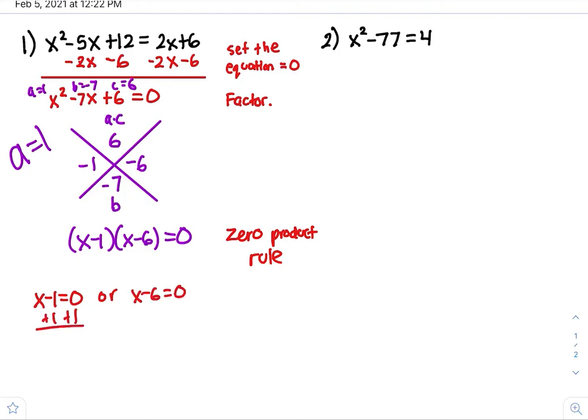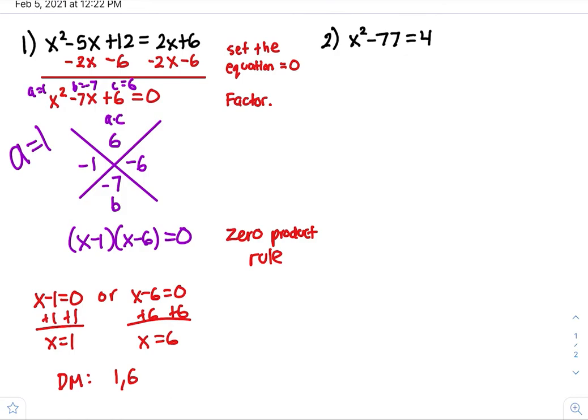Add 1 to both sides there. x equals 1. Add 6 here, and x is equal to 6. So on Delta Math, you're going to type in 1 comma 6. You could type in 6 comma 1, it doesn't matter, either one.